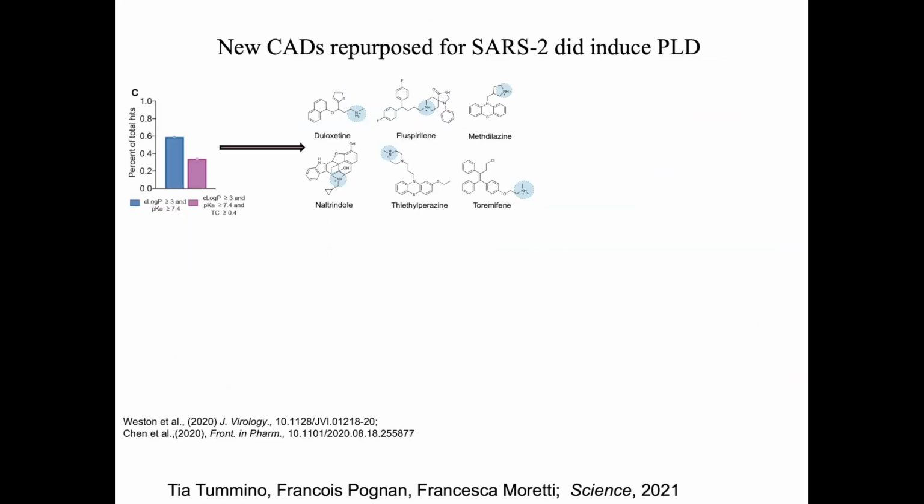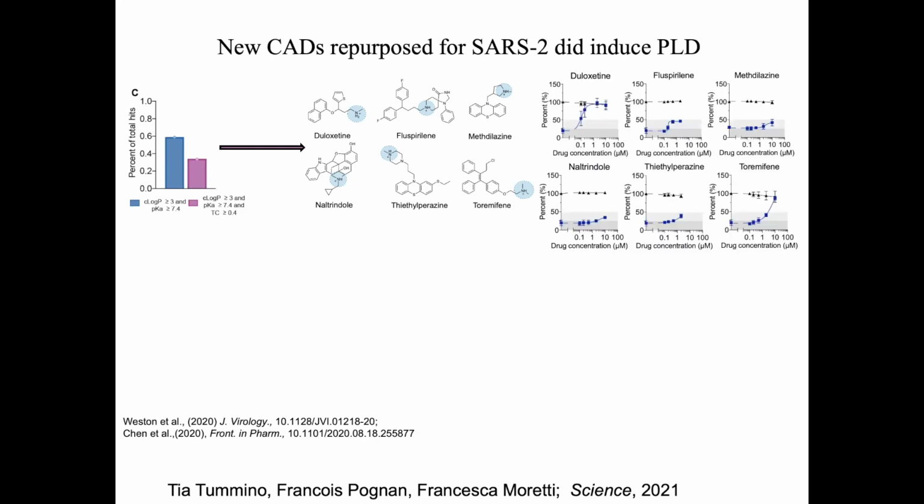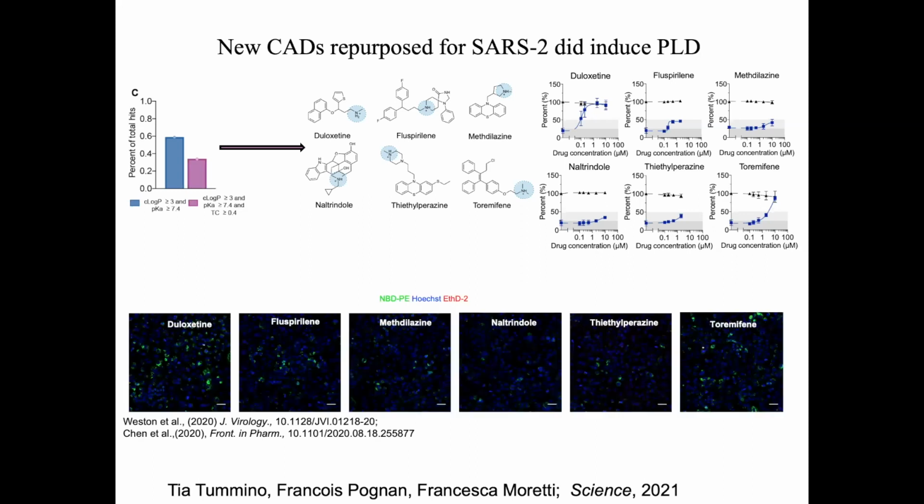And then we did it. I'm running out of time, so I won't get through it all. You could show it prospectively too. You could go find new molecules that we hadn't looked at previously, and some of them weren't in the literature as repurposing, but they were cationic amphiphiles, and you could show that they induce phospholipidosis, and they were antiviral. So a cationic amphiphile that induces phospholipidosis was reliably antiviral, and the molecules that were not.